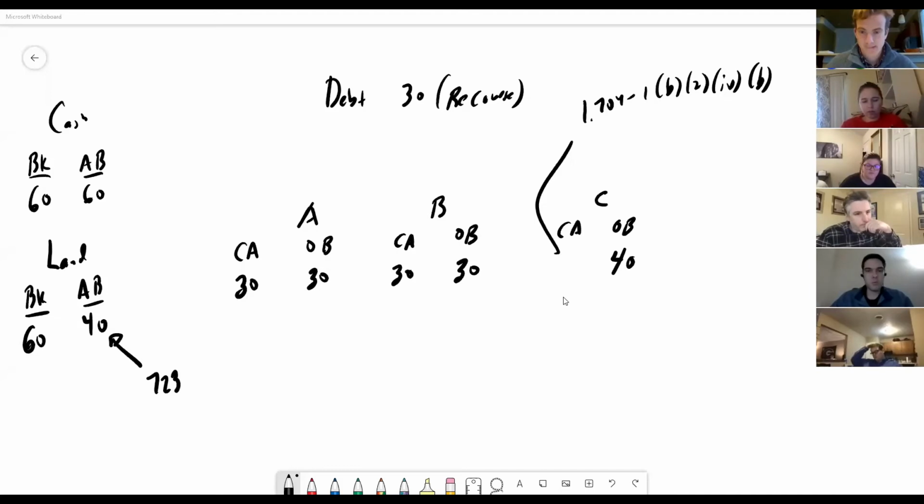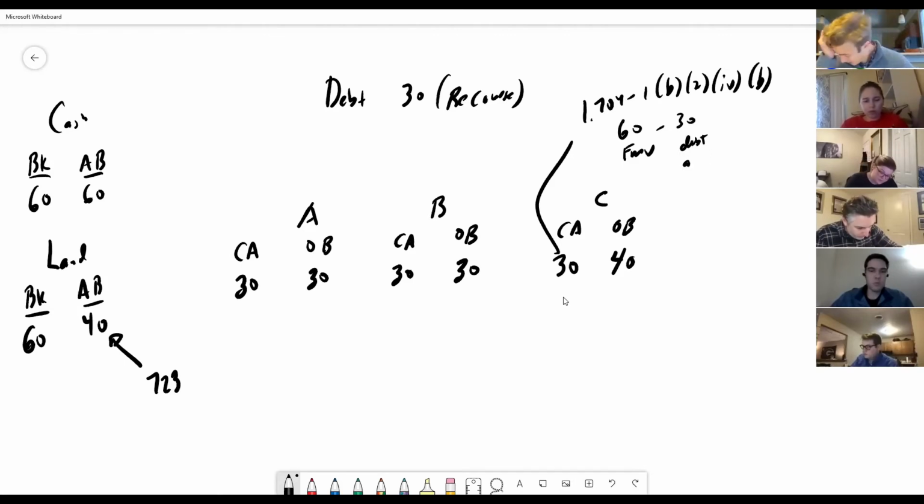the capital account that C gets is only 30. 60 fair market value minus 30 of debt assumed by the partnership. Okay, so that's the property contribution.